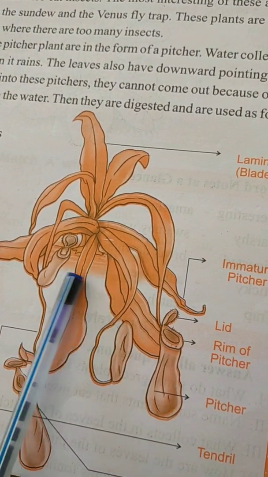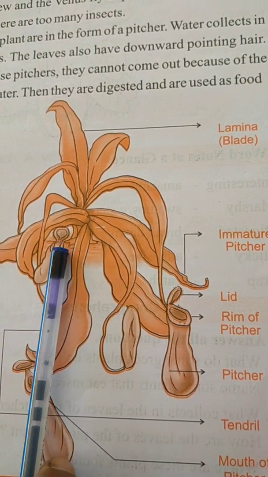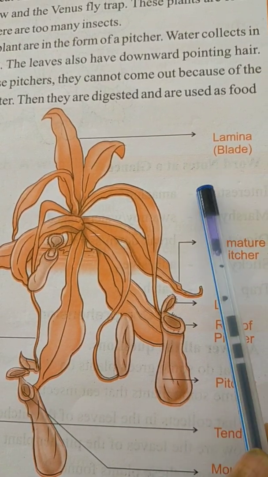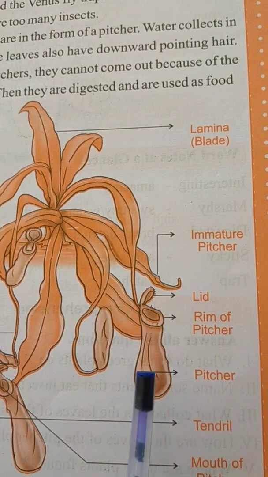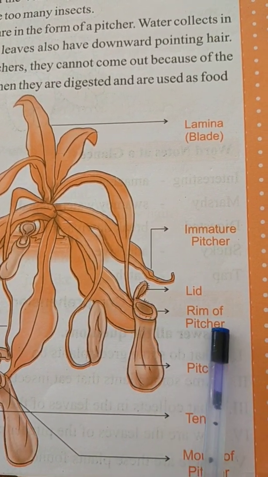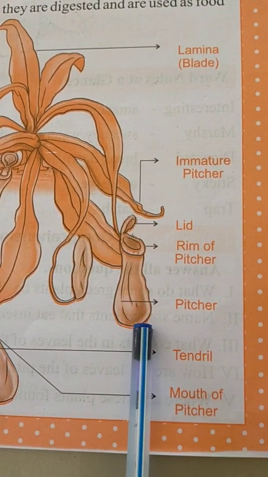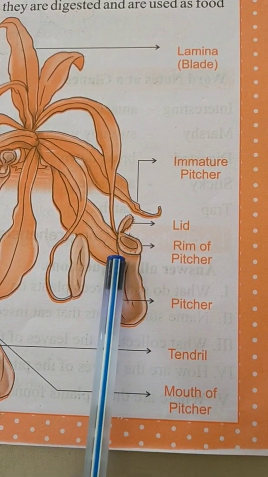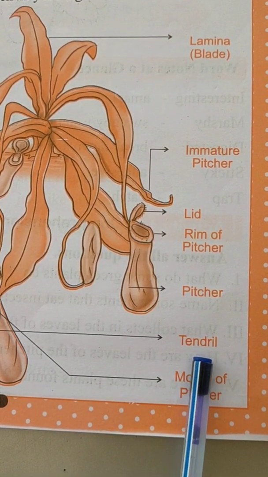So here are the parts of the plant. This is the pitcher plant. It is the lamina blade. This is the immature pitcher. This is the lead rim of the pitcher. This is the pitcher, where the water is collected by the plant from the rain.